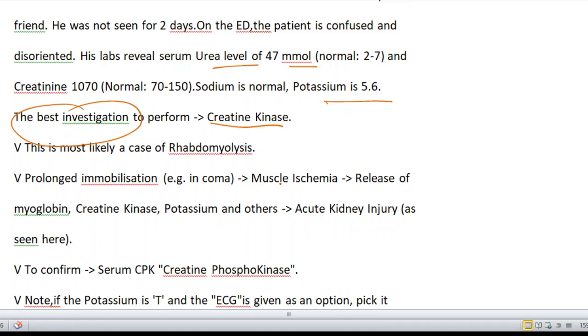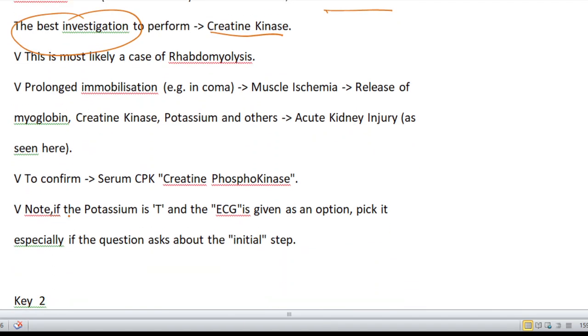Prolonged immobilization in coma, muscle ischemia, release of myoglobin, creatine kinase, potassium, and others, causing acute kidney injury as seen here. To confirm, serum CPK, creatine phosphokinase. Note: if peaked T waves on ECG are given and an ECG option is available, pick it, especially if the question asks for the initial step. Same: if there is hyperkalemia, the initial step should be ECG.